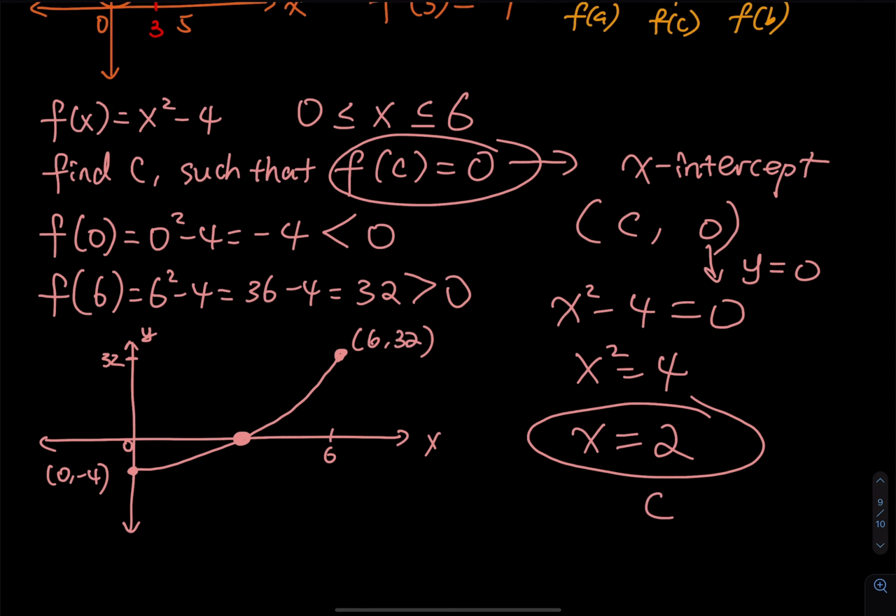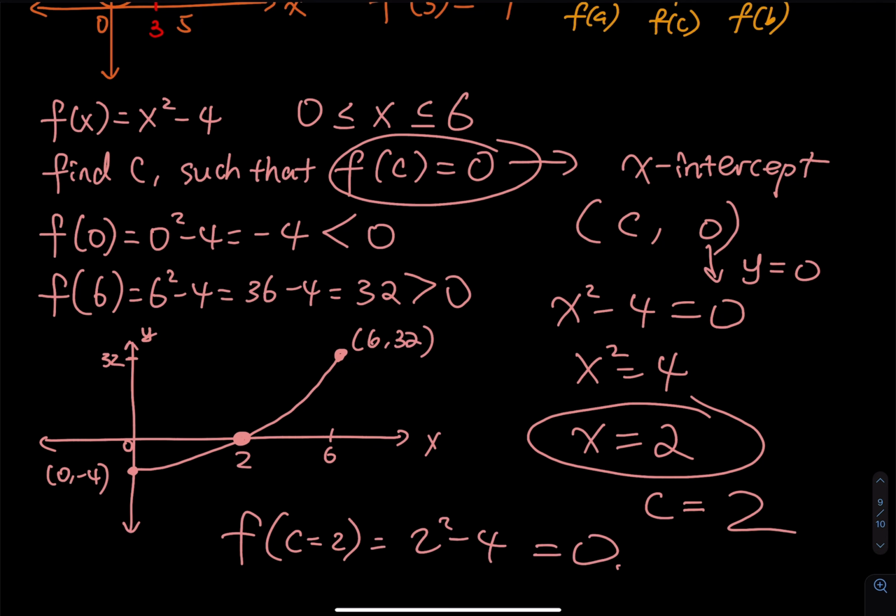So that means c is equal to 2, right? c is equal to 2 because f of c is 2 squared minus 4, which is equal to 0. So overall, c is equal to 2.